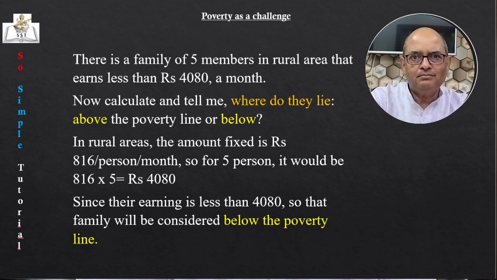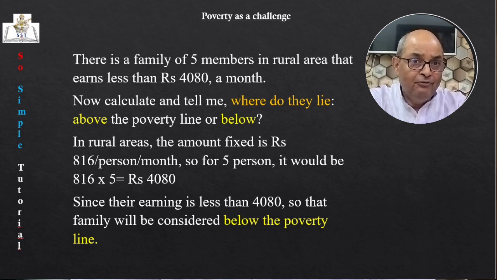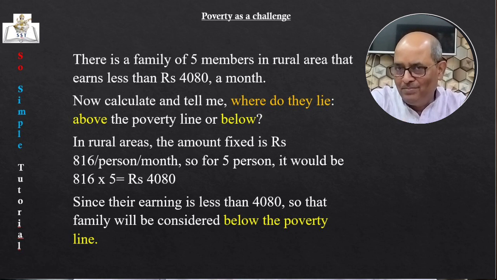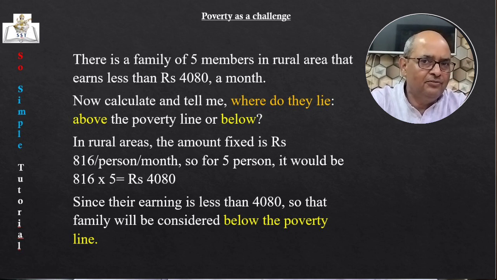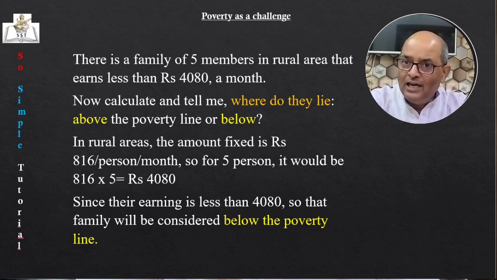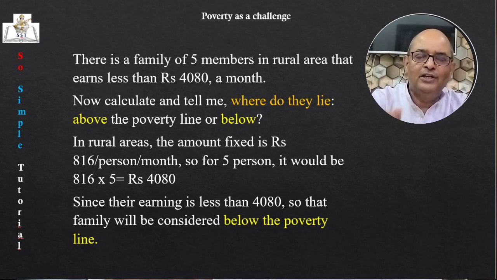Now you do a sum. There is a family of 5 members in rural areas that earns less than 4080 rupees a month. Now calculate and tell me, where do they lie? Above the poverty line or below? In rural areas, the amount fixed is rupees 816 per person per month. So for 5 person, it would be 816 multiplied by 5, that is rupees 4080. Since their earnings is less than 4080, so that family will be considered below the poverty line.